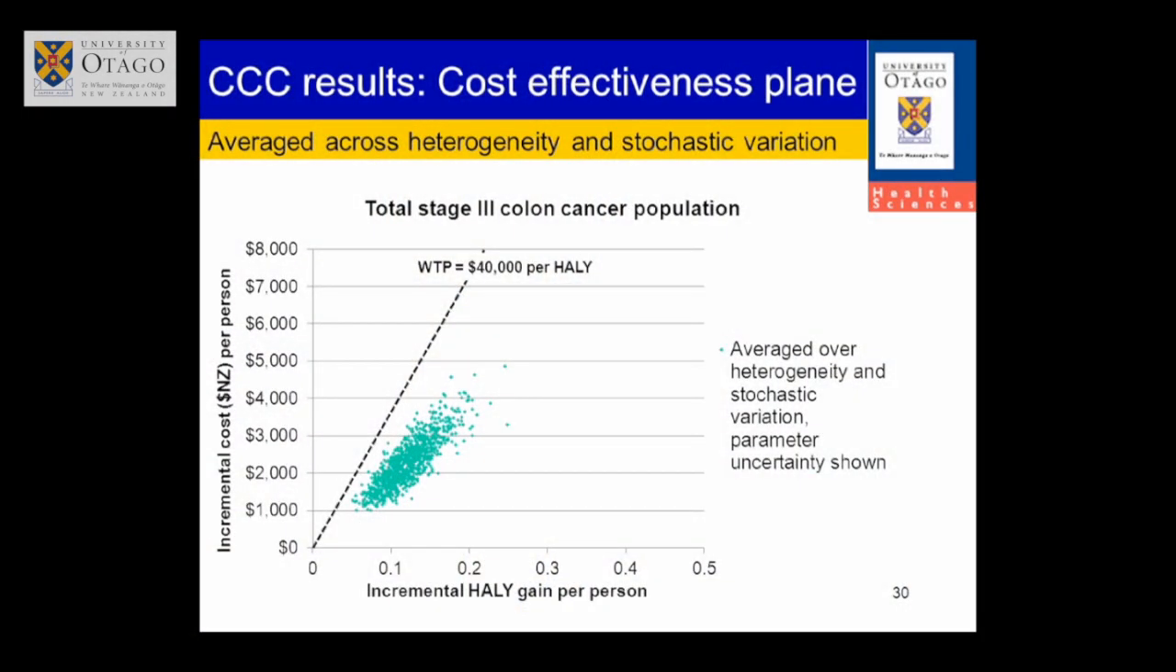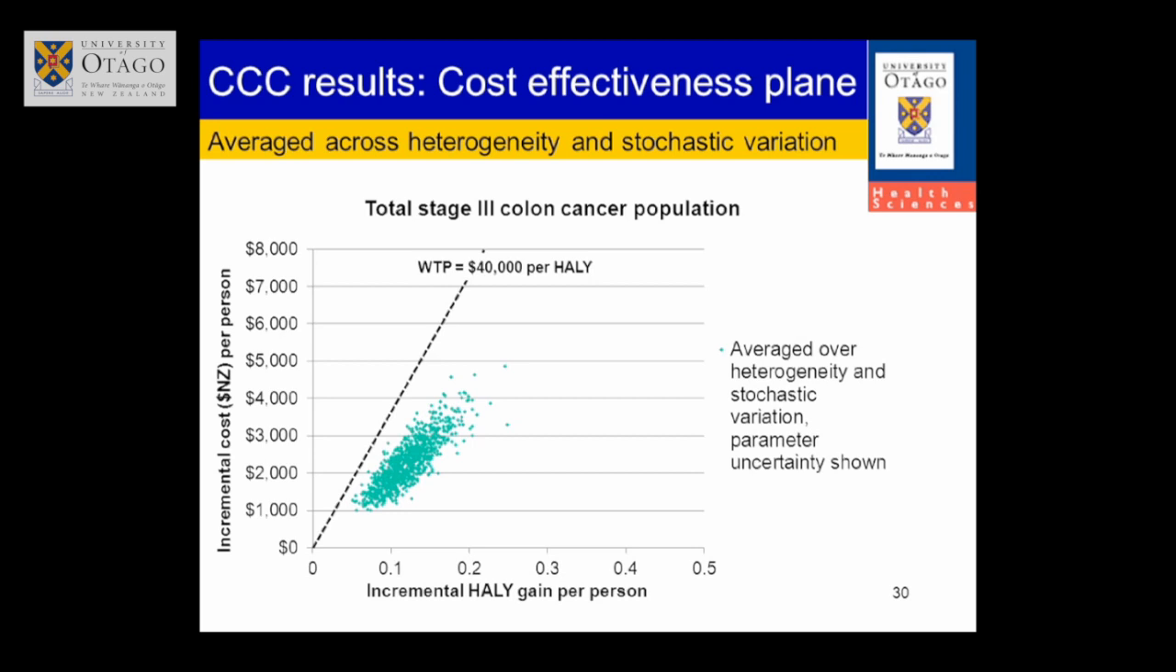So this is called a cost effectiveness plane for those of you not familiar. What it shows is the incremental HALY gain per person. So 0.1 of a full year's quality of life gained here per person, per patient. It's obviously for the total stage 3 colon cancer population. And there's the incremental cost. That's the cost of the intervention plus or minus any downstream health system costs. It has both the downstream health system cost and the intervention cost in it.